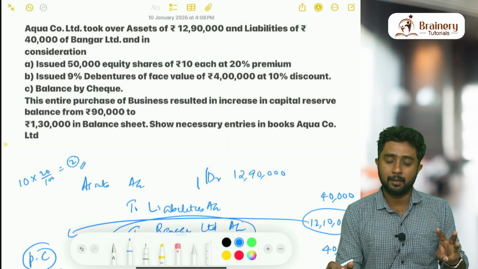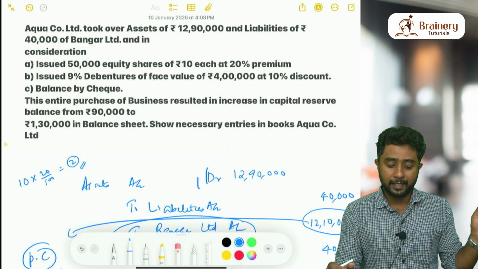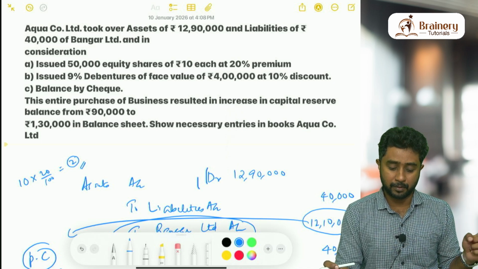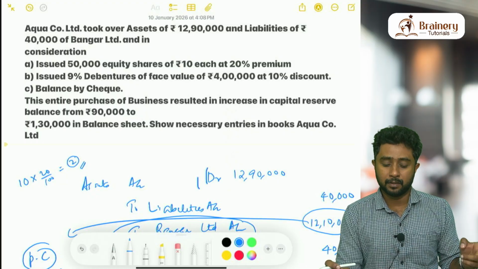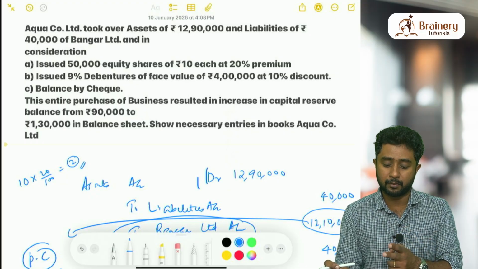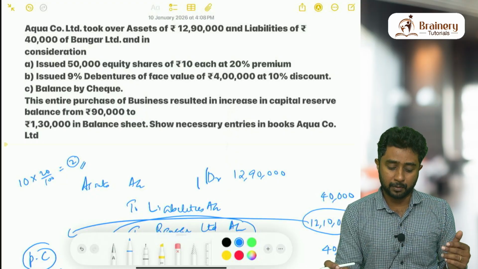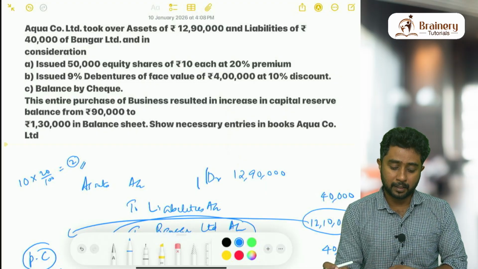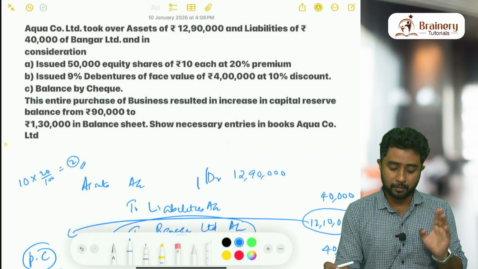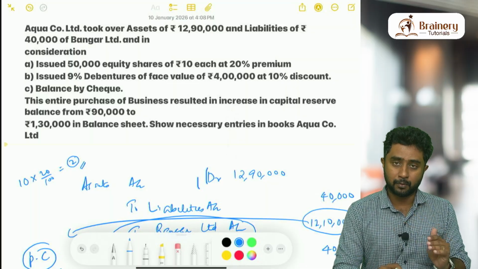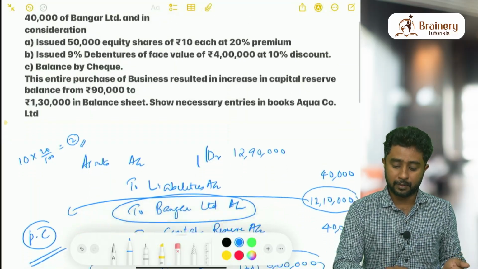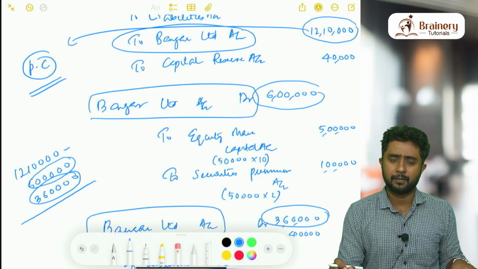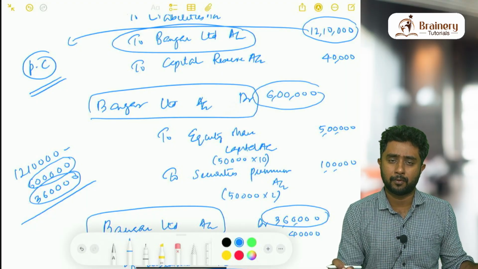So they are saying 3 modes of payment in the question. Issued 50,000 equity shares of 10 each at 20% premium, first mode of payment. Second was issued 9% debentures of face value of rupees 4 lakhs at 10% discount, second mode of payment. Third mode of payment is balance by check. So balance by check also we need to pay. So 3 modes. For these 3 modes we have passed separate entries. First we have passed the entries for shares. So clearly in the question it is given shares are issued at a premium of 20%.